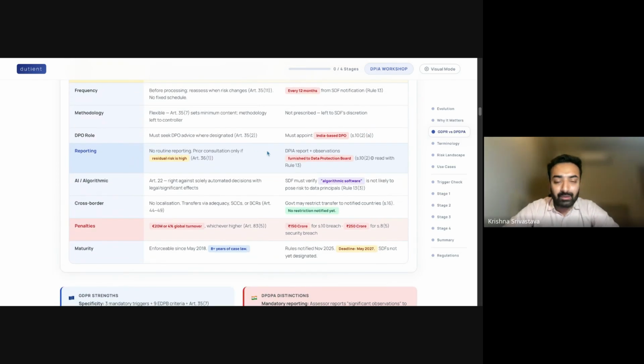So again, take a quick minute, go through the content on the screen as well, because it's very important to understand how the difference is there. If you look at the DPO role in the EU, you would notice that DPO advice must be sought when a DPIA is conducted. But in India, if you are a significant data fiduciary, that is when you must appoint an India-based DPO. In EU GDPR, you have an EU representative who has to be physically present there, but they may not have to be a DPO as well. So you can outsource your DPO to people from any region, but you need to have an EU representative as well. In India, you must appoint an India-based DPO.